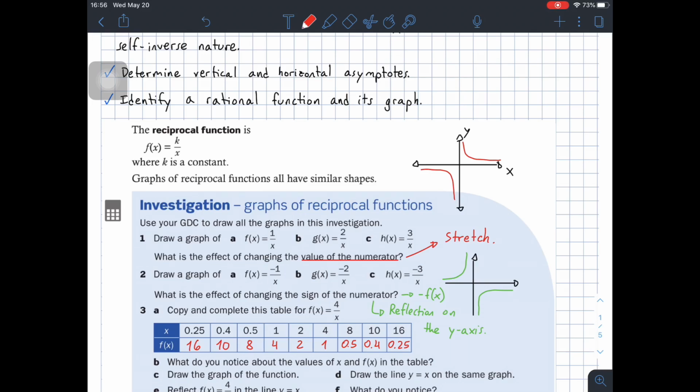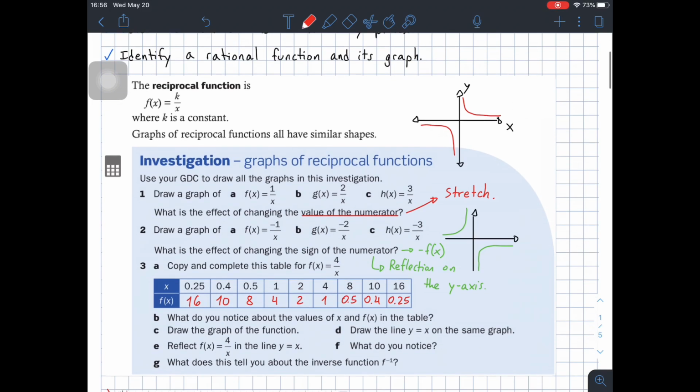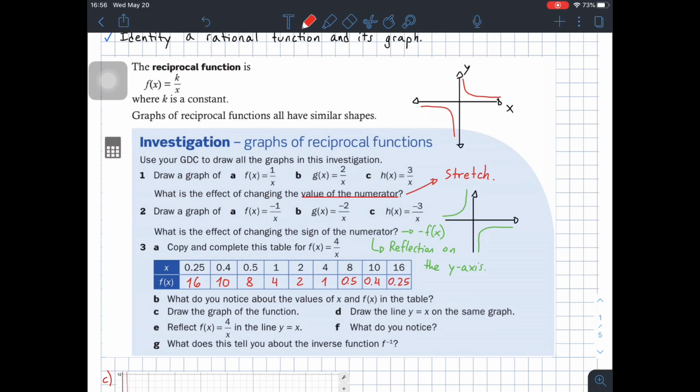Then we're going to do this short investigation together. It says, graph of reciprocal functions. Use your GDC to draw all the graphs in this investigation. So we're going to be drawing this function, this function, this function to begin with. And we're going to analyze what is the effect of changing the value of the numerator. You see how this is 1, 2, 3.